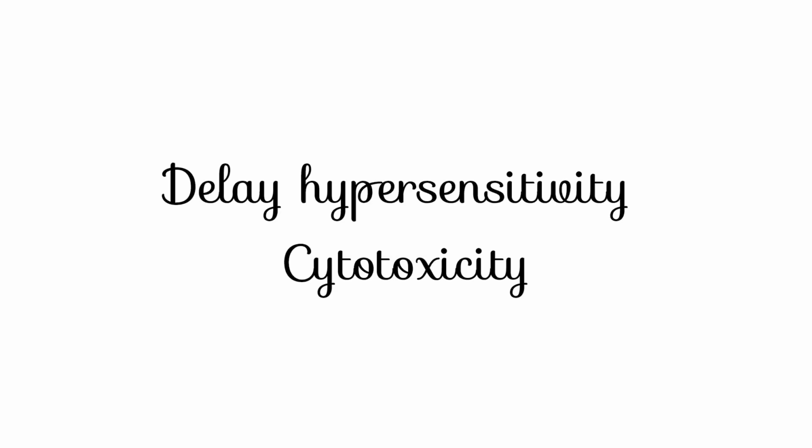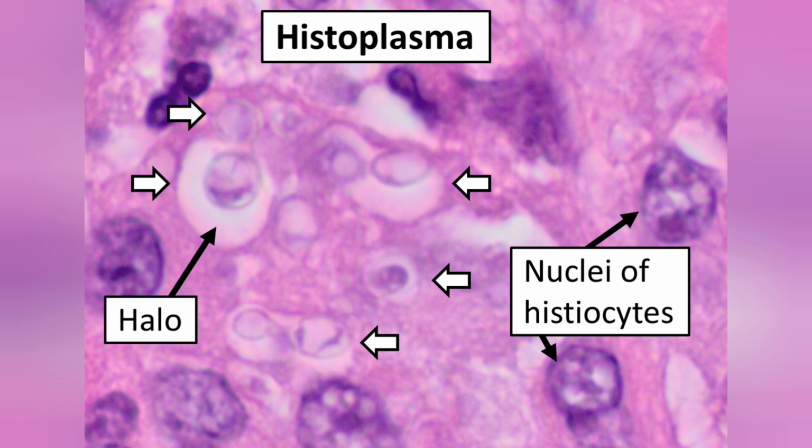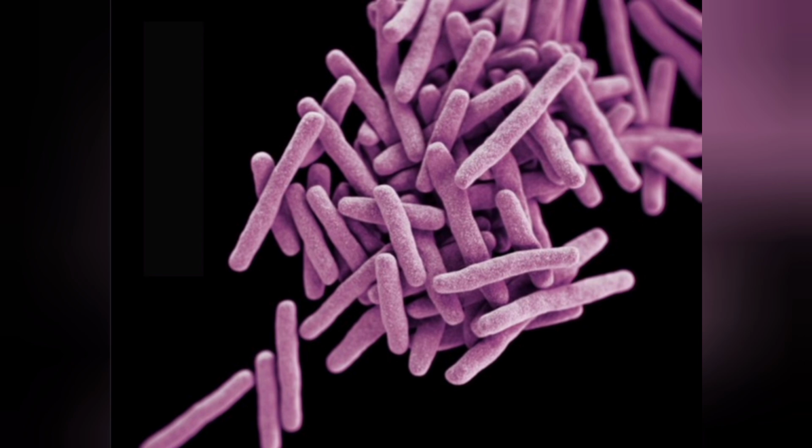There are two important effector functions of T cells. First is delayed hypersensitivity and second is cytotoxicity. First, we will talk about delayed hypersensitivity. The delayed hypersensitivity reactions are produced particularly against intracellular microorganisms, and these organisms include both the fungi such as histoplasma and bacteria such as mycobacterium.